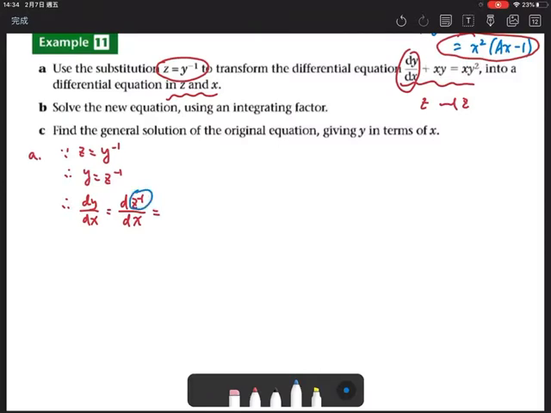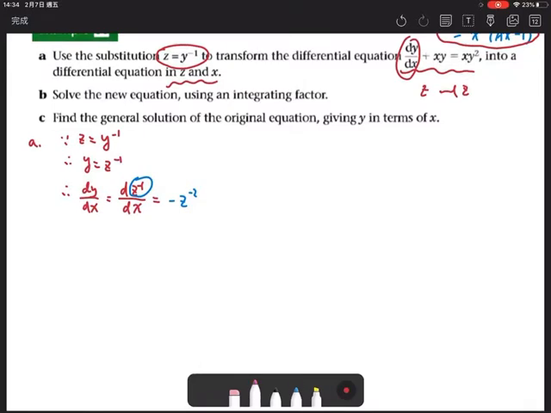The outside function is something to the power of negative 1, so it becomes negative 1 times z to the power of negative 2, and then d of the inside function, so dz by dx. Now we can do a replacement, so we get negative z to the power of negative 2 dz by dx plus x, where y is z to the power of negative 1, equals x times z to the power of negative 1 to the power of 2.